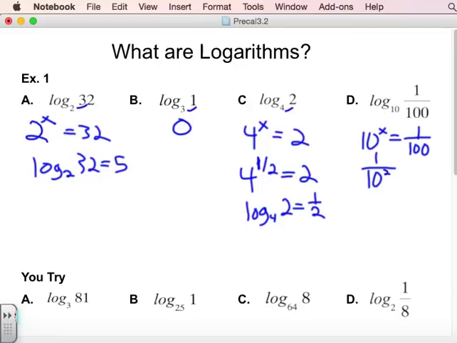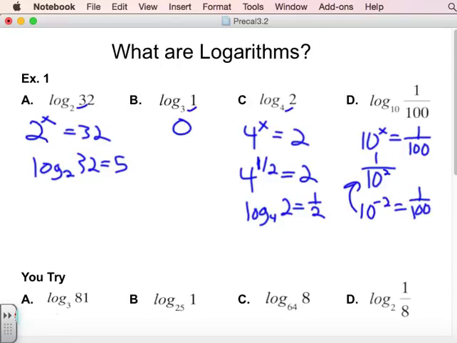Well, 10 squared is 100, right? So if I have 10 squared on the bottom, that would be like raising it to a -2, right? So 10 to the -2 is what would give me this right here. All right, so that's the 1 over 100.